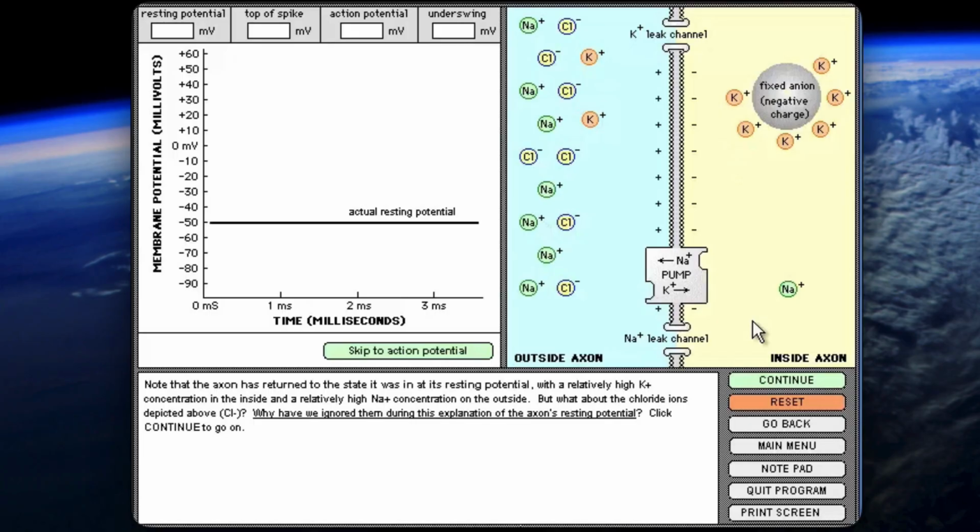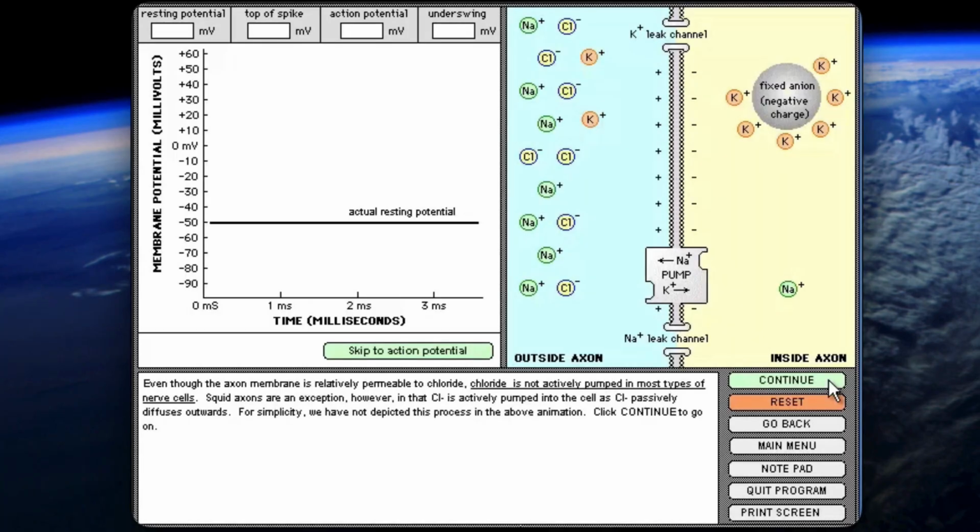But what about the chloride ions depicted above? Why have we ignored them during this explanation of the axon's resting potential? Even though the axon membrane is relatively permeable to chloride, chloride is not actively pumped in most types of nerve cells. Squid axons are an exception, since chloride is actively pumped into the cell as chloride passively diffuses outwards. For simplicity, we have not depicted this process in the above animation.